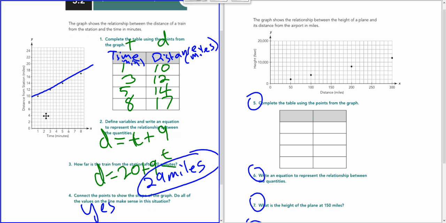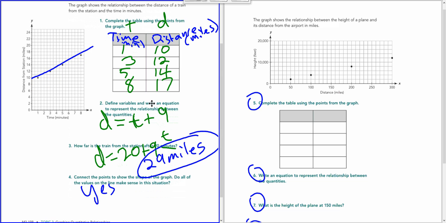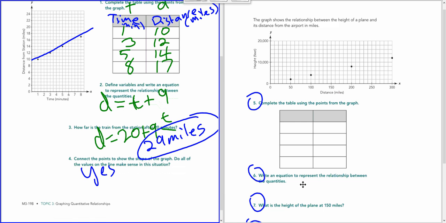And do all these points make sense? Well, yes, they do. Because you can have a fraction of a mile, and you can have a fraction of a minute. So really, all these points would make sense. Okay, then you need to go and do the same thing. Here's your graph, and you need to write down the data in the table and then figure out the relationship between them. Okay, and then answer these questions down here.